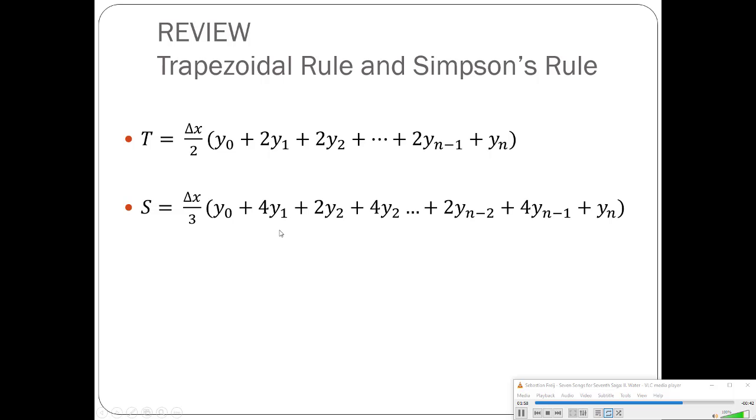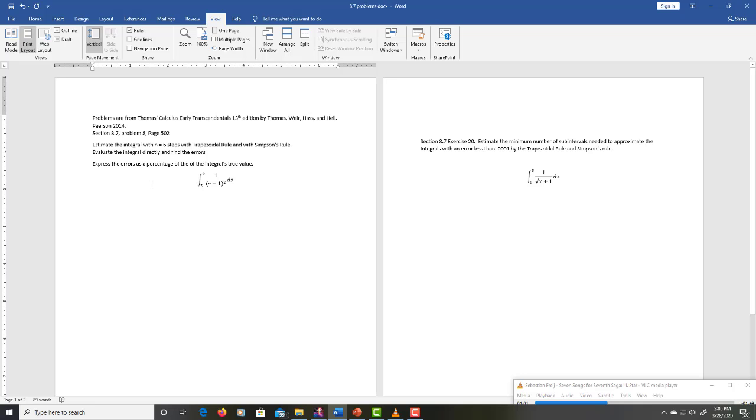For Simpson's rule, I didn't write it here, but you do need an even number of subintervals to use it, whereas for trapezoidal rule, you can have any number of subintervals you want. So we're going to practice this in this video, and that'll be it. I'm trying to keep the videos short. You may have to watch a couple of them in a day, but at least you'll have a convenient little break point. And here we go.